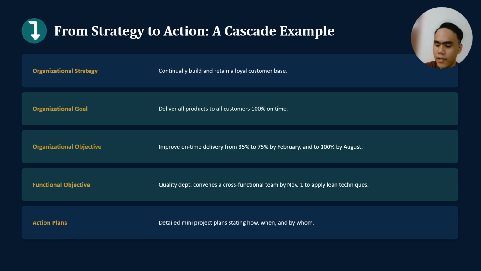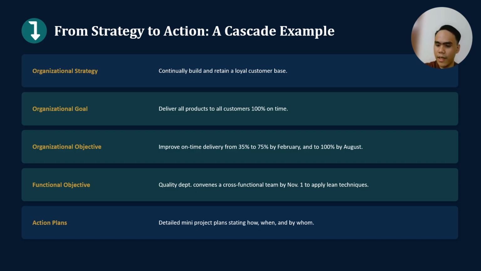That goal becomes an organizational objective, and this is where SMART really shows up. Improve delivery dates of all future customer orders from 35% to 75% on-time delivery by February of the current year, and to 100% by August. So notice how specific, measurable, and time-based that is. That objective then cascades to functional objectives owned by a specific department.